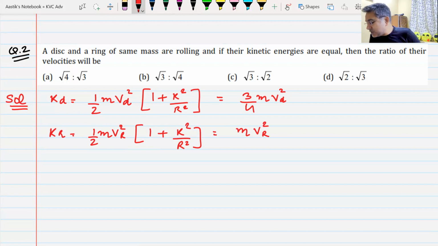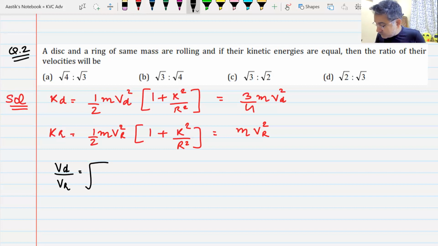We can now find the ratio of their velocities. Yes or no? Yes, sir. What will you get? Velocity of disk divided by velocity of the ring. Under root 4 by 3, sir. Root over 4 by 3. Yes or no? Yes, sir. You have to be careful while you are doing this question. What is the point of doing so difficult a question and then falling in a question which was very, very simple? So remember, that is why I am doing this question.